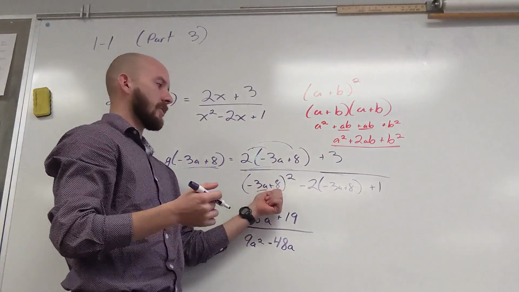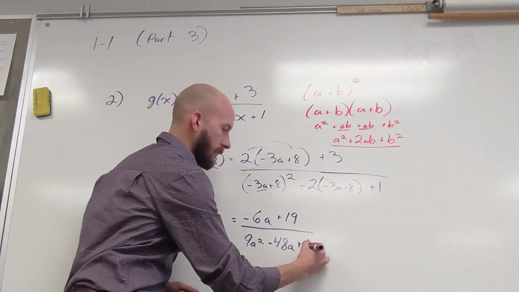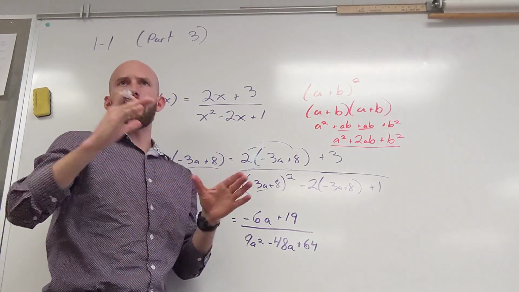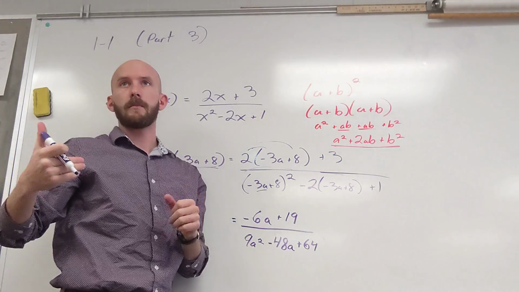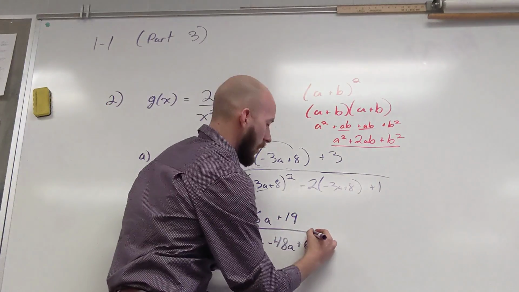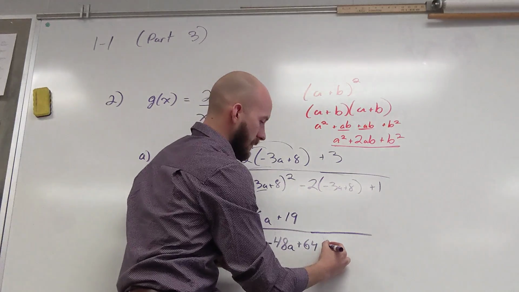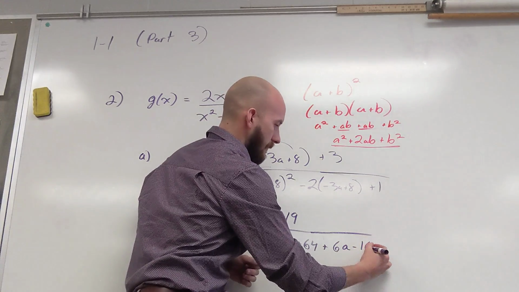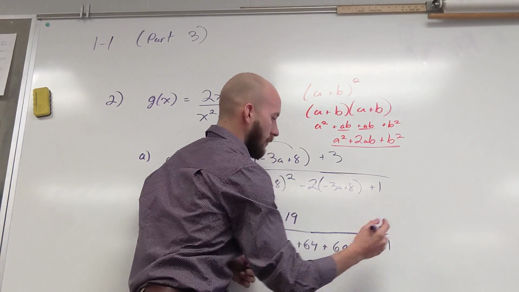And then the last is just going to be that times itself. Is everybody good with that? If you want to write it out times itself, you can absolutely do that. Okay. And then we have to catch the rest of this here. So this is going to be plus 6a minus 16. And then we have that plus 1.